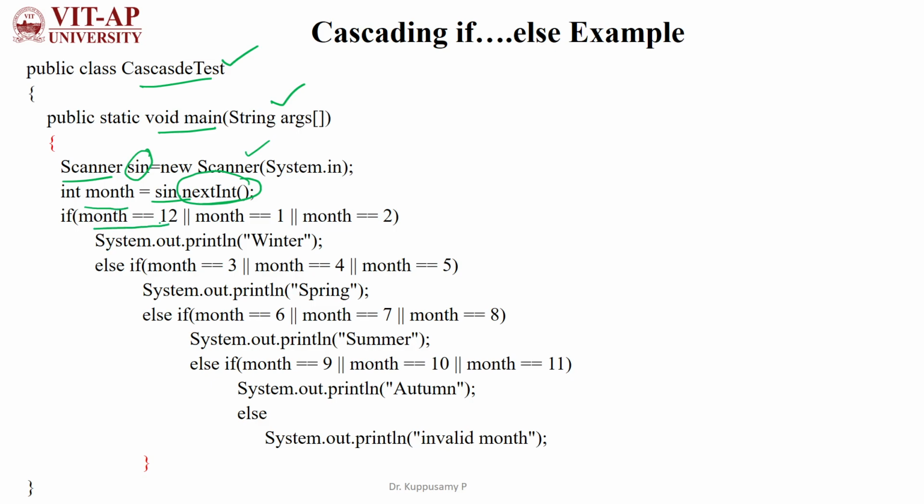If month equal to 12 or month equal to 1 or month equal to 2, so if any one of them is true, then this line will execute, right? Otherwise, if it is false, then this else if will come into the picture. Here month equal to 3 or month equal to 4 or month equal to 5, if any one is true, then this condition will become true. If it is true, this block will execute.